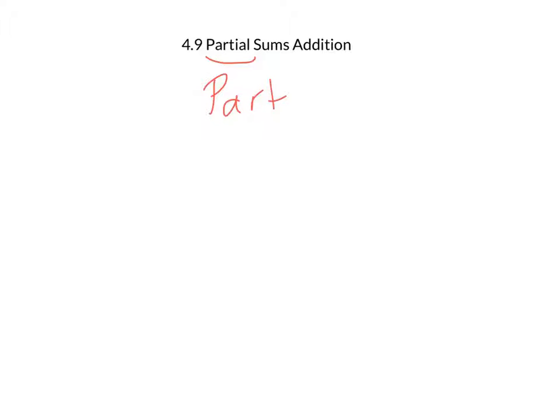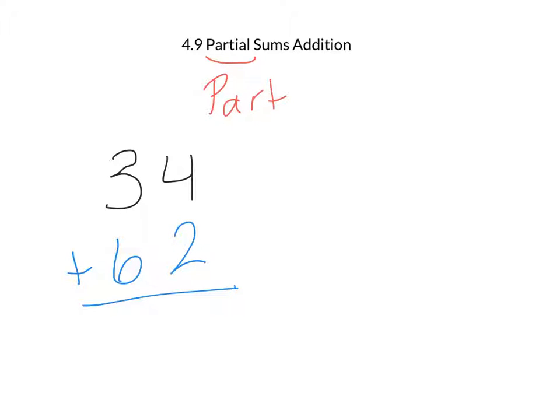When we have a number, we always need to make sure the place values are lined up when we write it. So let's say we have the number 34, 3 tens and 4 ones, plus 62, 6 tens and 2 ones. For the partial sums algorithm, we're going to break this into two addition problems. We're first going to take our ones place and add them together and get the problem 4 ones plus 2 ones. And when we do that, we get 6 ones.